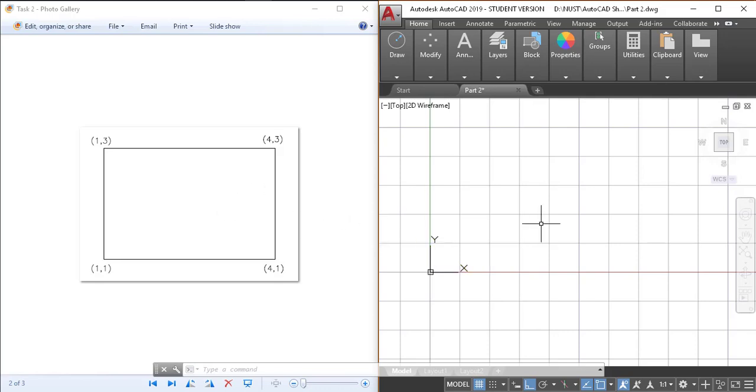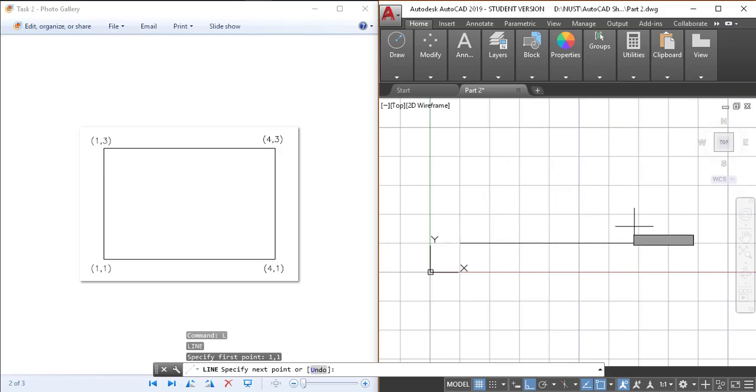First of all, we have to invoke the line command. So we have to give the first coordinate, which is 1, 1, and then you can see that our cursor can only move either horizontally or vertically. So if we want to give this point, we just have to see how much we have to move in the y-axis. You can see that we have to move from 1 unit to 3 units. It means we just have to move 2 units in y-axis. So we will just type 2 and enter.